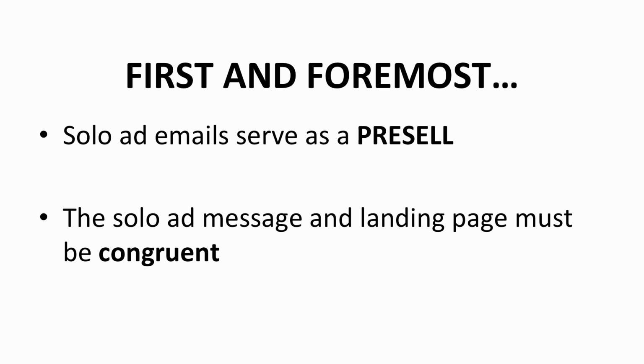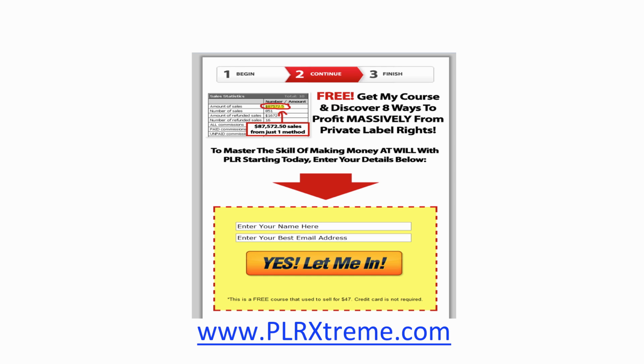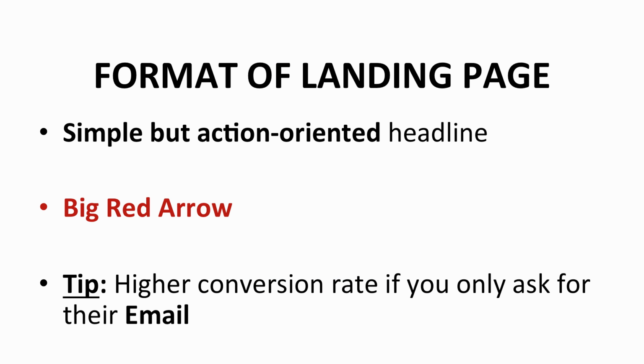The solo ad emails you send to the readers only lead them to your squeeze page with your free report to download. Hence, the solo ad message and squeeze page must be congruent so it makes sense to the readers. Once again, I want to show you another example of my squeeze page with the headline, big red arrow, and the orange opt-in form. It's worth mentioning a squeeze page once again because it is a fundamental tool to the success of an affiliate business. A squeeze page should be simple but action-oriented. As mentioned, pre-sell to give a teaser to the readers. After the headline, the big red arrow leads the readers to the opt-in form.